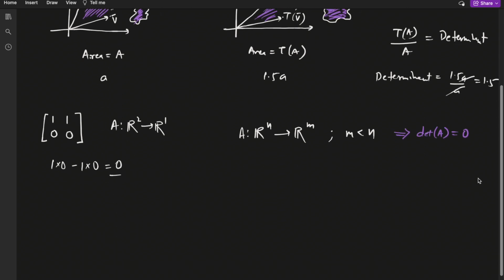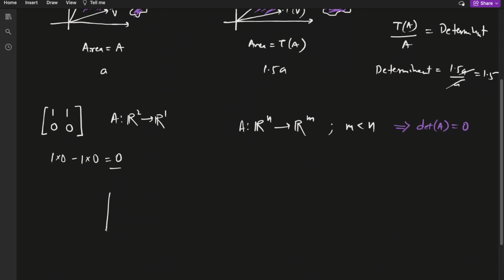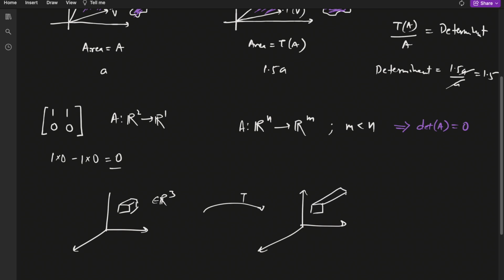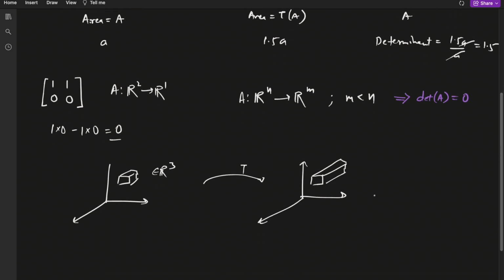Okay. So similarly, if for example you have the input vector space, a 3D input vector space, R cube, you will have a volume here, right? So if your linear transformation transforms from R3 to R3, then the amount by which this volume changes, maybe this volume changed like this, the amount by which this volume changes is the determinant.